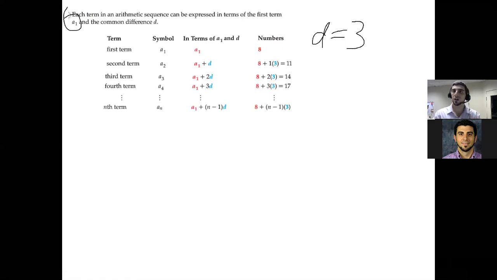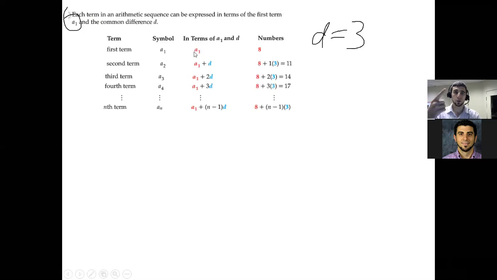So really, you can figure out any term you want as long as you know the first term and the common difference. And how you can explain it is that any term is equal to the first term plus the common difference times the number of the term that you're on minus 1. Now, the reason it's minus 1 is notice that each time we multiplied by 1 less than the number of the term that we were on.